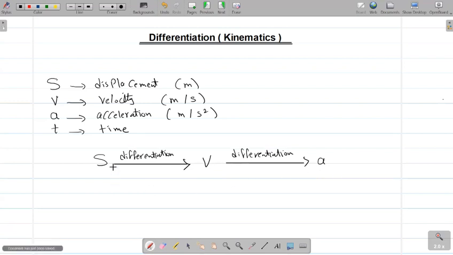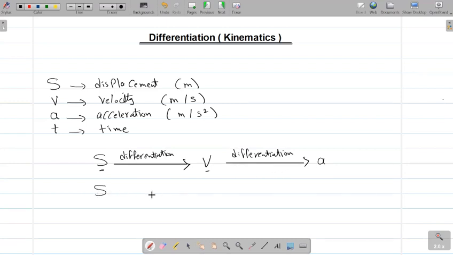If the question gives the displacement, and asks us to get the acceleration, we will need to differentiate 2 times. The first time from displacement to velocity, then I will differentiate one more time to get the acceleration.